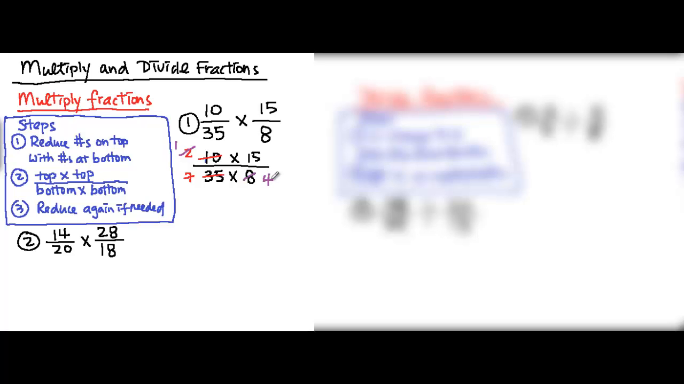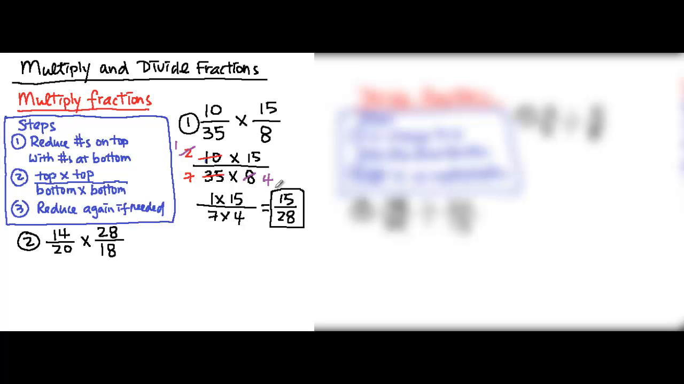I guess that's all. Now at the top, I have 1 times 15. At the bottom, we have 7 times 4. So together, your final answer should be 15 over 28. And it looks like that's the lowest term, so that would be the final answer. So that's the first one, and we can look at the second one.